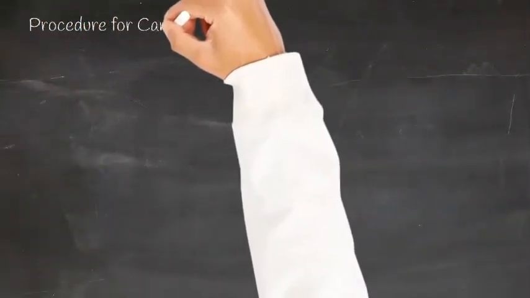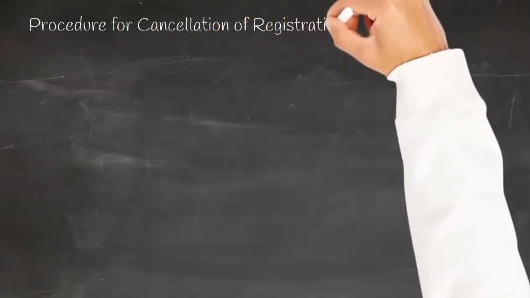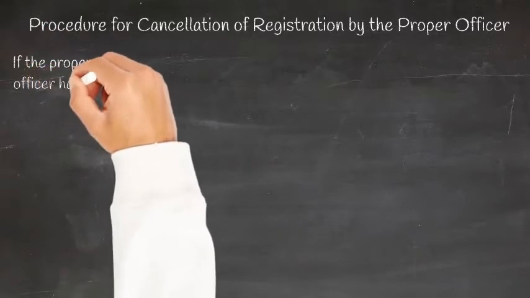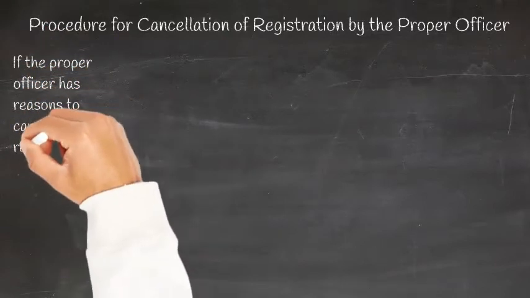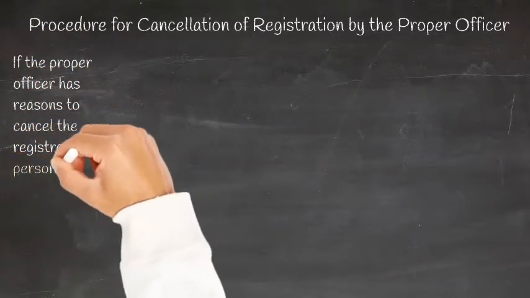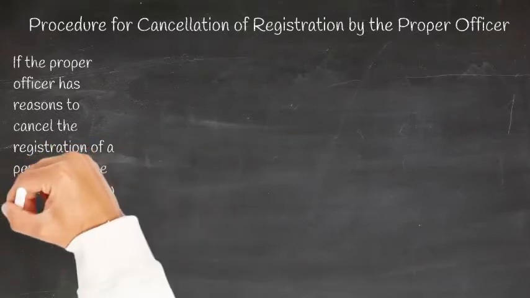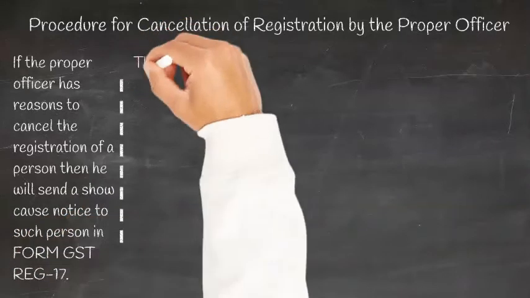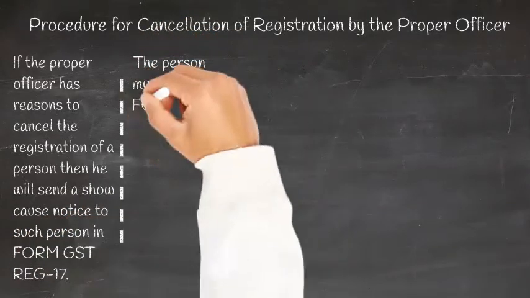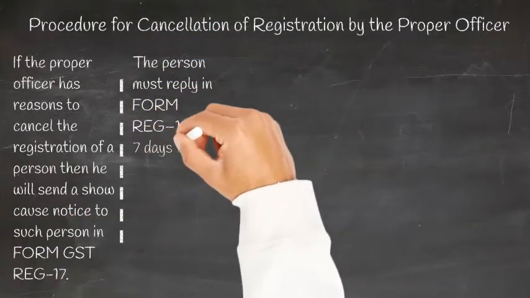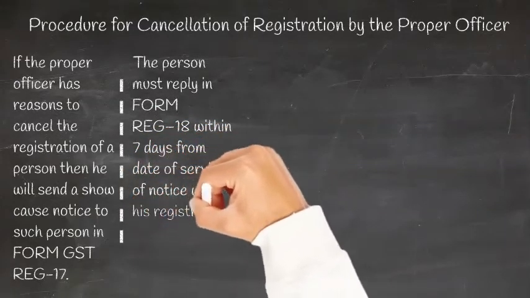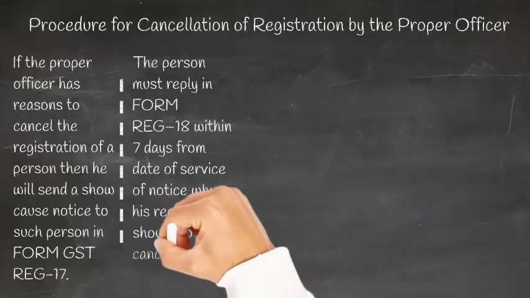Now let's understand the procedure for cancellation of registration by the proper officer. First, if the proper officer has reasons to cancel the registration of a person, then he will send a show cause notice to such person in form GST Reg 17. Second, the person must reply in form GST Reg 18 within 7 days from the date of service of notice, explaining why his registration should not be cancelled.